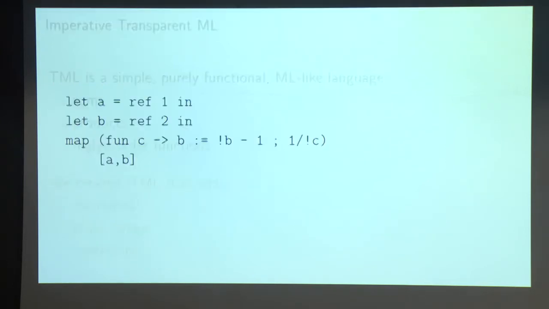So in our new approach, you can, for example, write a program that looks like this. This program creates two references, puts them in a list, and maps a lambda over that list, and that lambda has some side effects. If you run that program, it will raise a division by 0 exception. And in our approach, you can slice that program to obtain an explanation of why this happened.